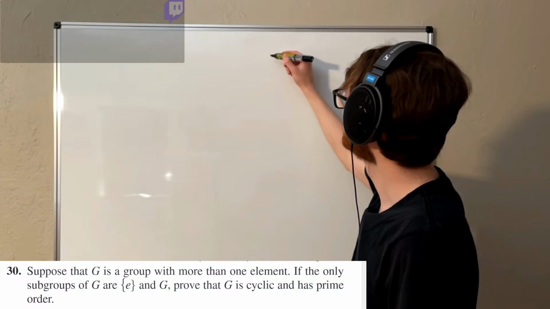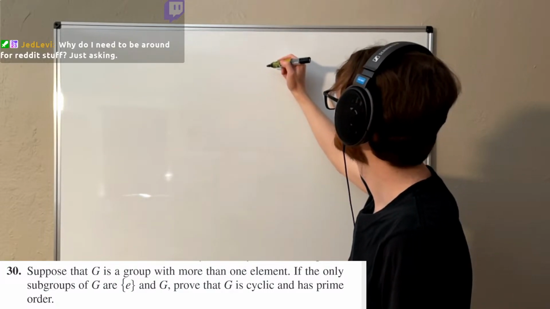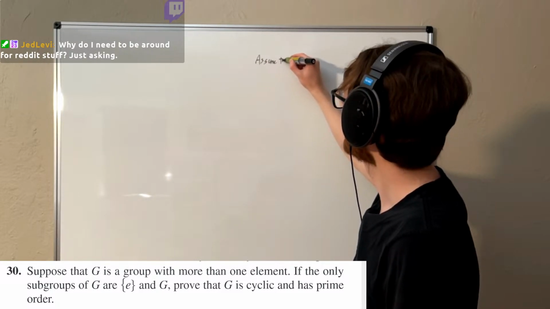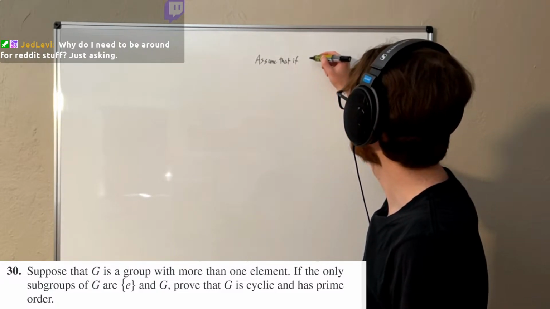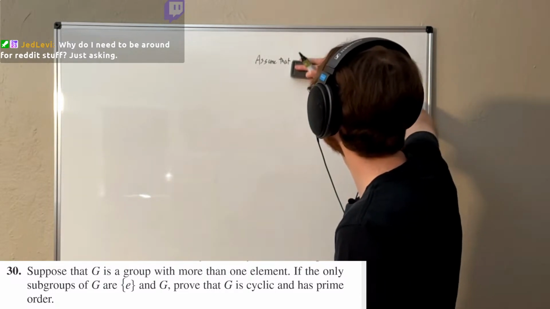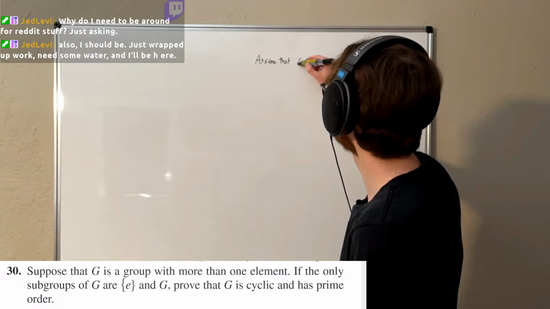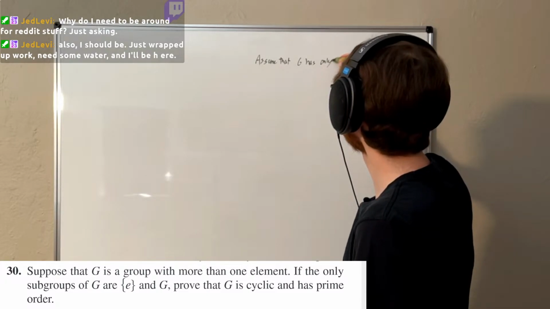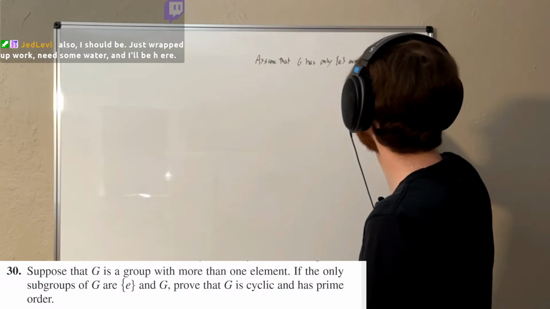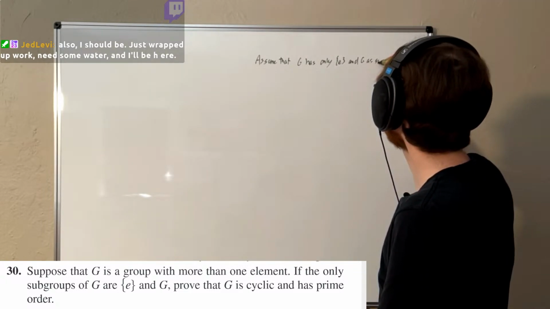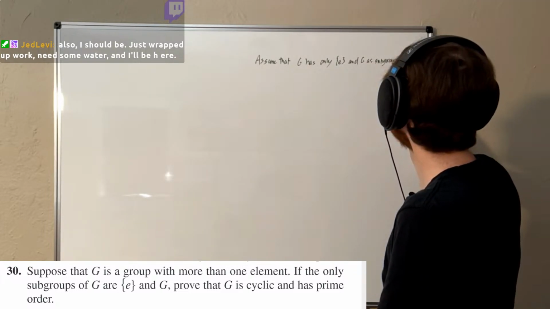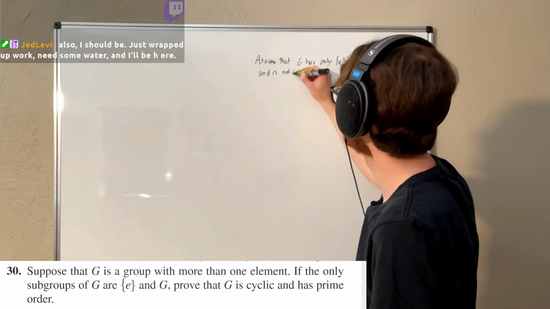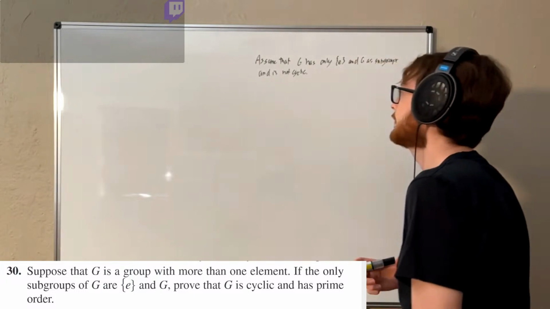So, assume that G has only E and G as subgroups, and is not cyclic. So we're going to focus first on that part.